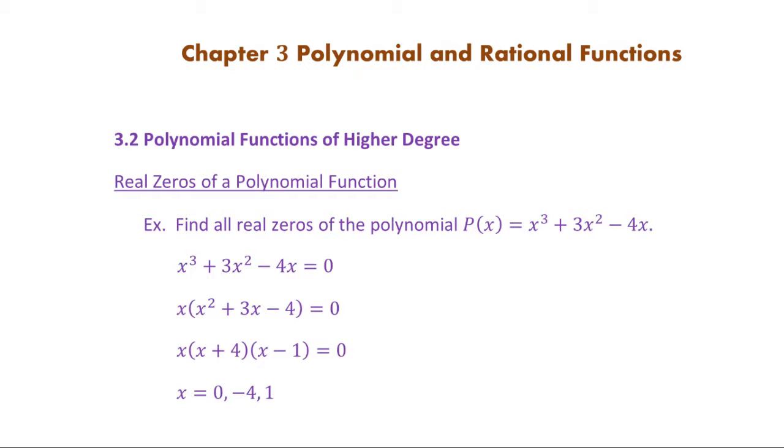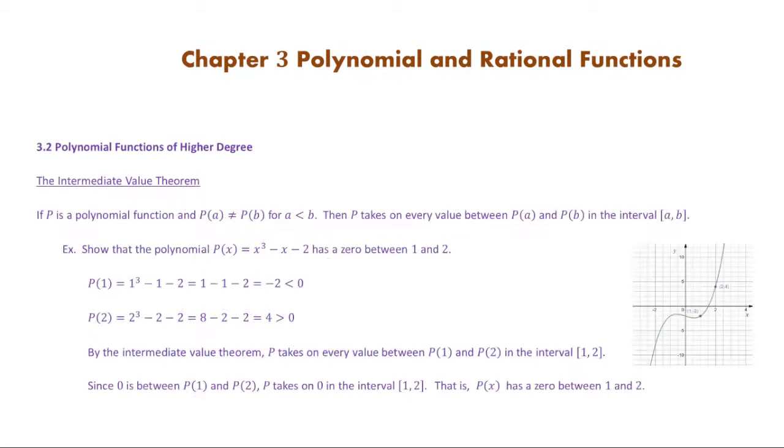All right. Sometimes you may get complex solutions, and they are called complex zeros, okay? But that's what it means by real zero. All right, so let's just do an important theorem now. In algebra, it's called the intermediate value theorem.